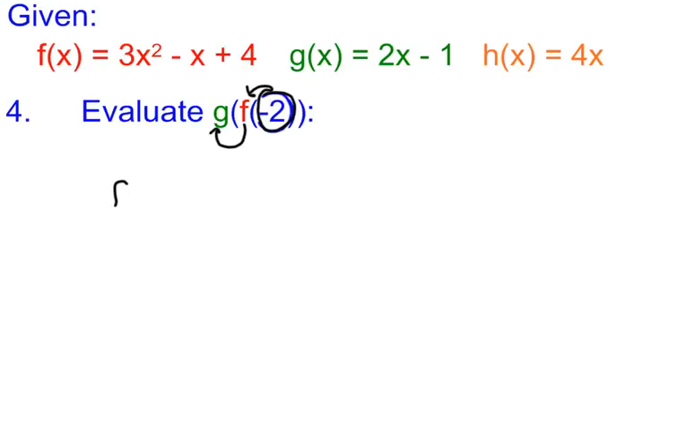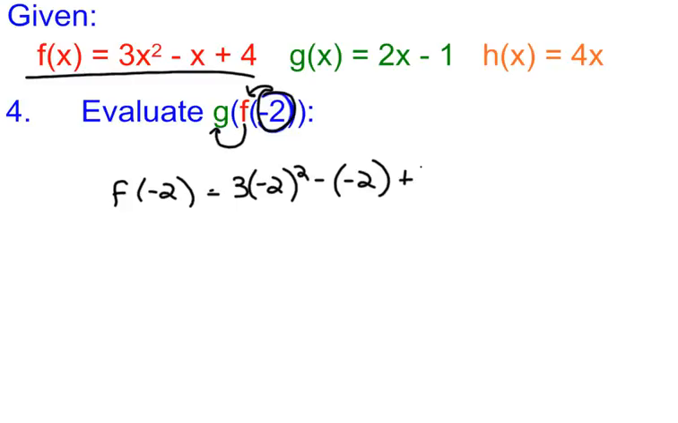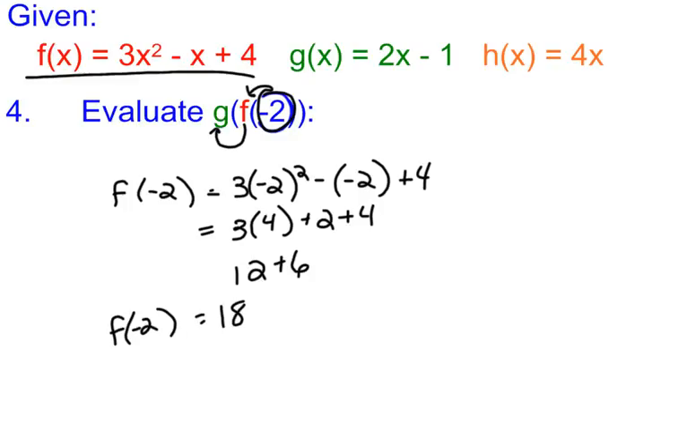So for this one, since I'm finding f of negative 2, in the f of x equation, I'm going to replace my x's with negative 2. And then go ahead and reduce these using my order of operations. So I get 12 plus 6. So I find f of negative 2 to equal 18.